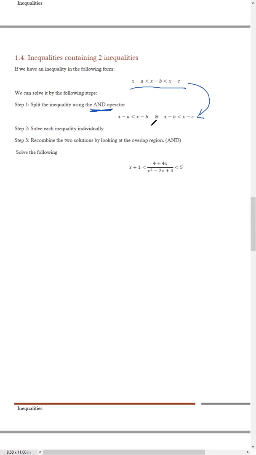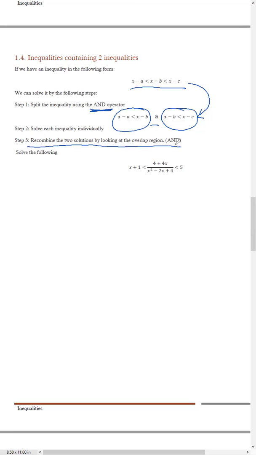I can use the AND operator to represent it. I will try to highlight the importance of AND when I do the following question. Some of you might not see why I need to use the word AND here, but it's okay. After I split using the word AND, I solve the inequalities individually. Then step 3 will be to recombine the two solutions using the overlapping region, which is again the use of the word AND.